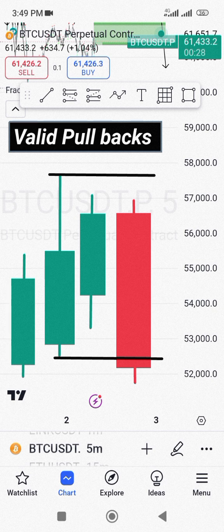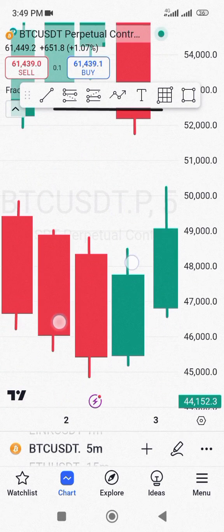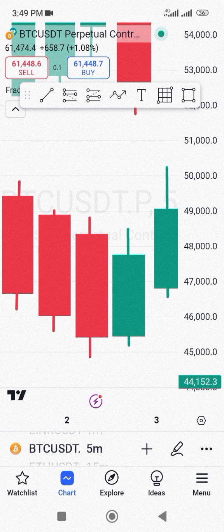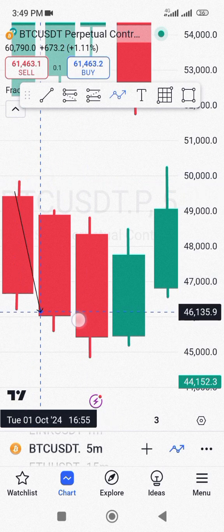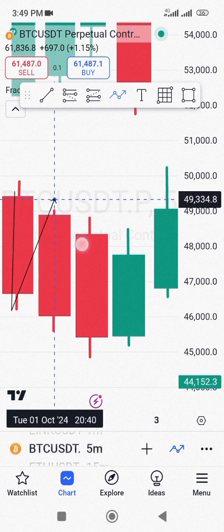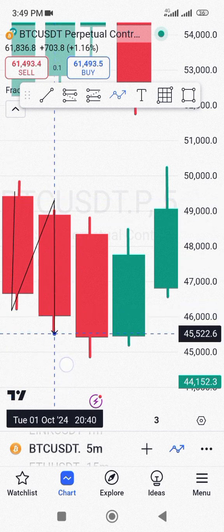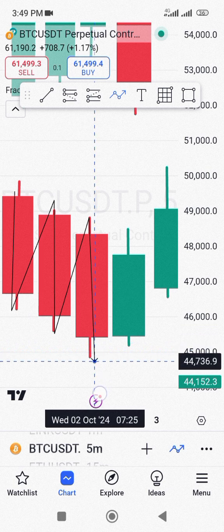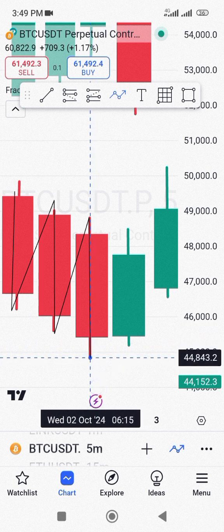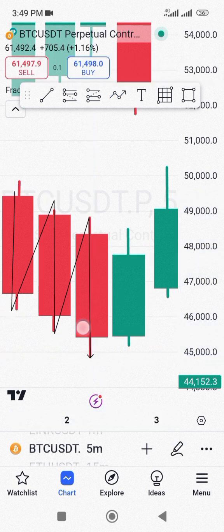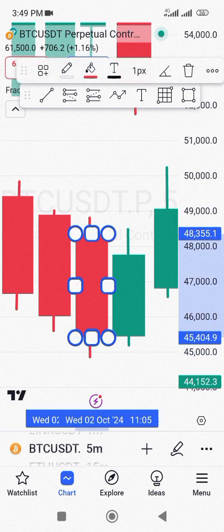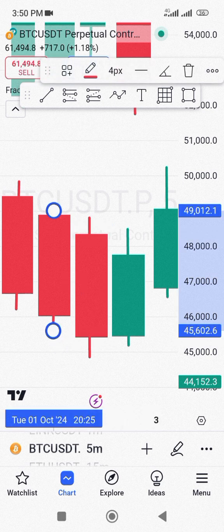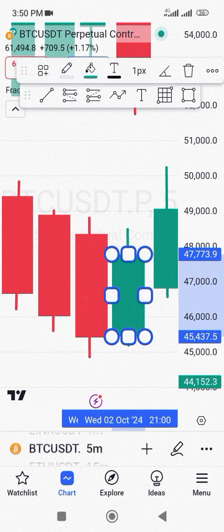I hope this is clear enough, and the same thing happens right here. In this case the market was going down, breaking the low, so we have sellers in control. Now this candle is the candle that went down the lowest. Of all these three down candles, this candle is the lowest. So for us to have a valid pullback, we have to have this pullback go above it.